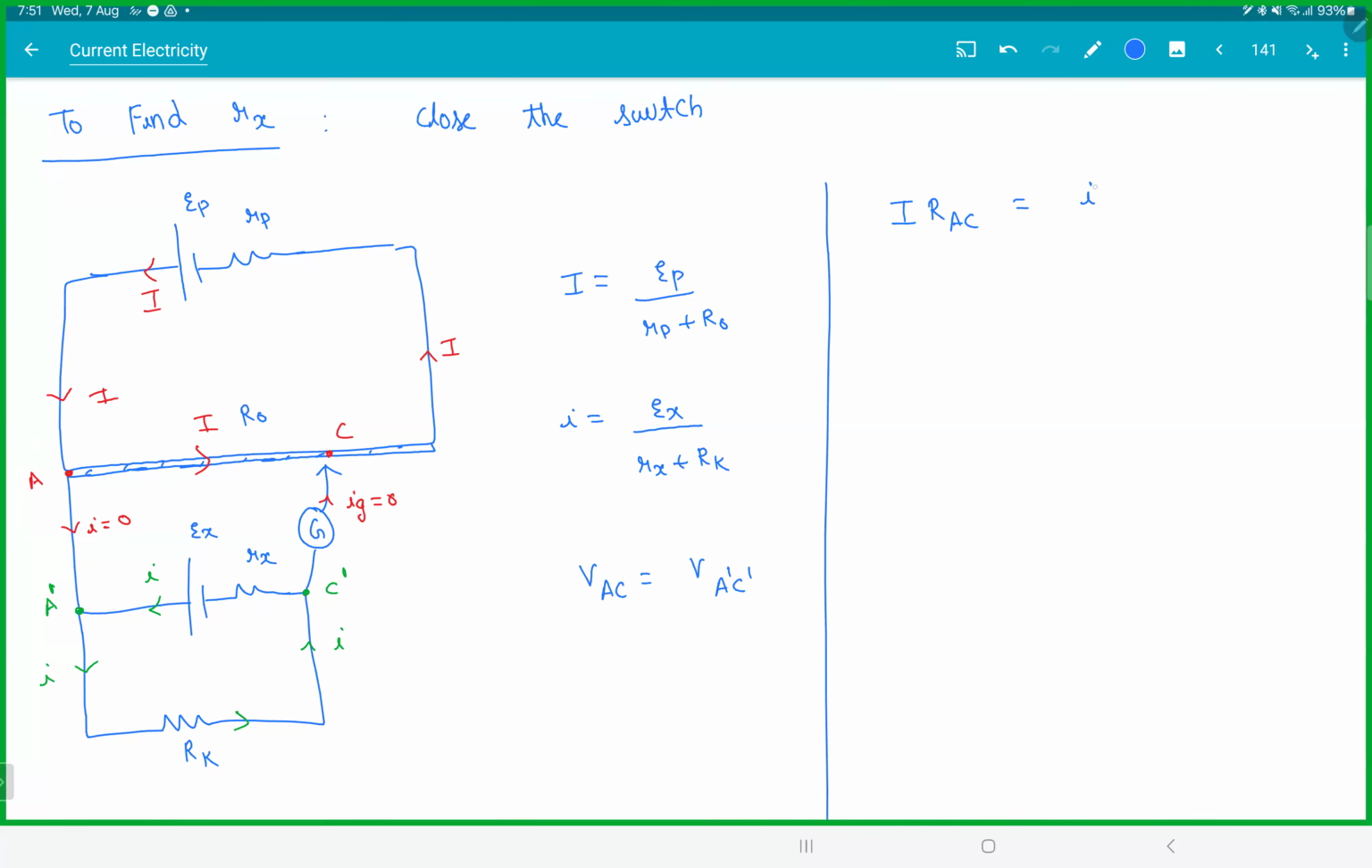A dash C dash is nothing but i into R known. I can do EX minus... but i into R known is also good. So this is E primary by (R primary plus R naught). I know everything. RAC is R naught by length into X. That's the balancing length.